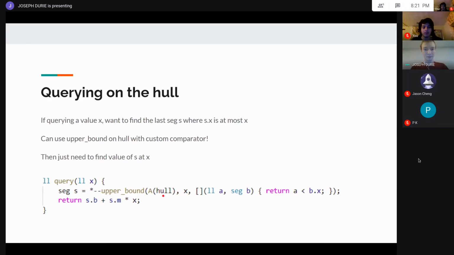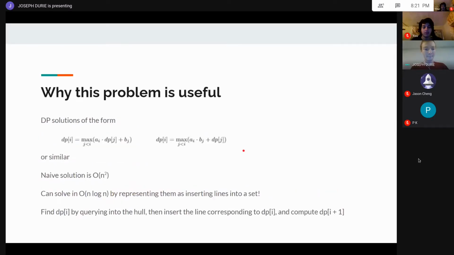Okay. All right, anything else? All right. Now we're going to get into why this problem is useful. A lot of times you'll run into DP solutions that look something like this, where dp of i is the max over all j less than i of some function of i times dp j plus some function of j. Or you can flip the dp j and the b j, it doesn't really matter. But you want the maximum of some linear thing with the smaller dp values.